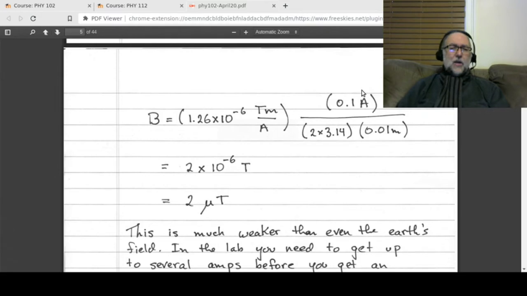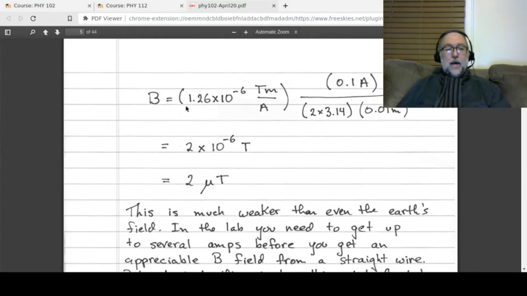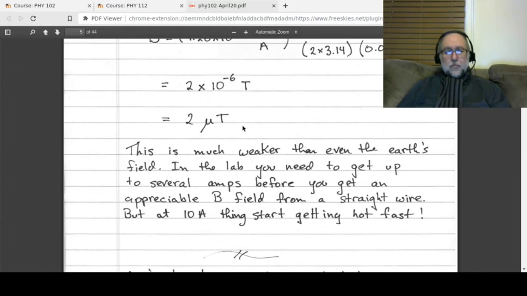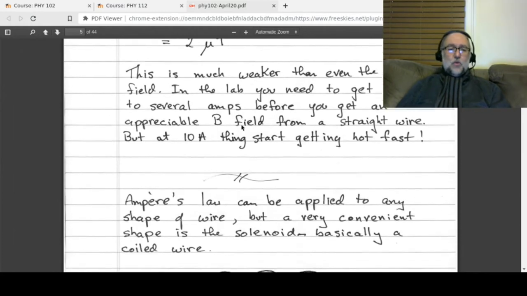So, if you're talking about moderate currents, like 100 milliamps, and you're only measuring at 1 centimeter's distance, you're not getting a lot, okay? I'll show you how to make more powerful magnetic fields in a little bit. Okay, so there's the magnetic field due to a wire.